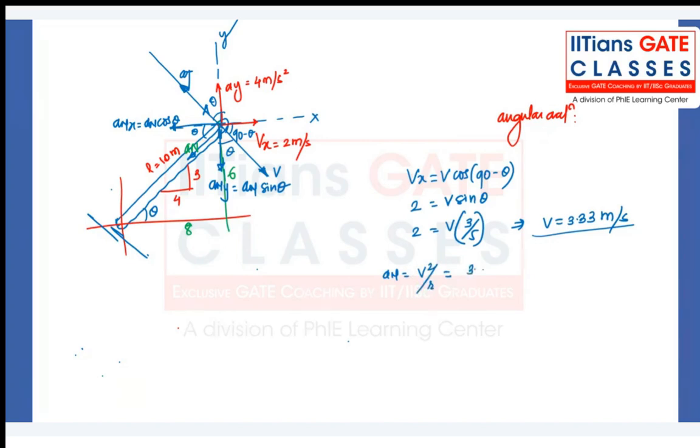So it is 3.333 whole square divided by R. R is 10 in this case, that is 1.11 meters per second square. Okay, so this is our AN, and ANY is what?